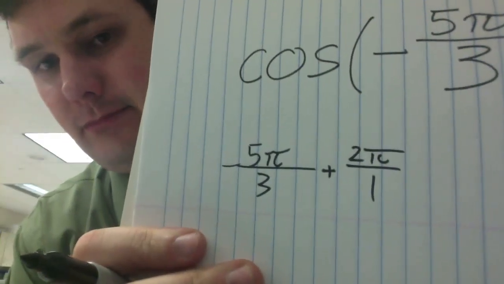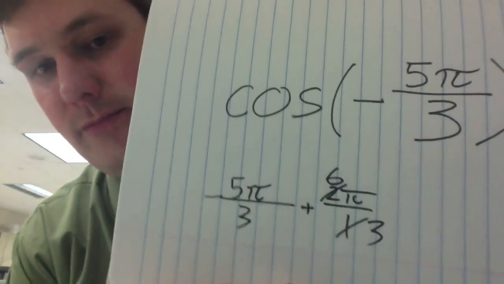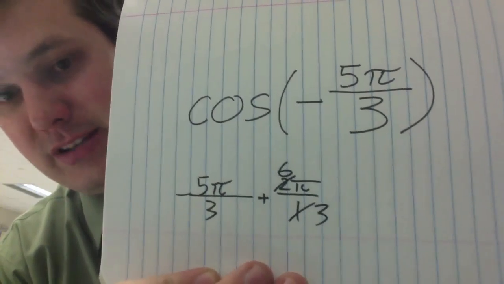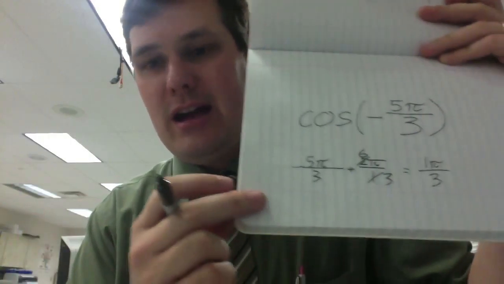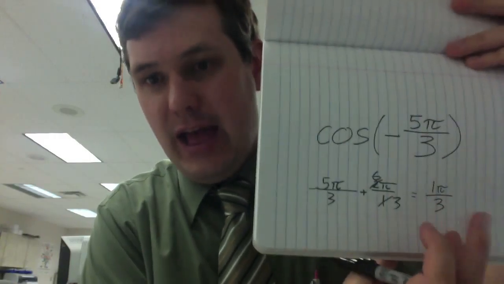Right? Well, you have to add those. You have to have a common denominator. The common denominator is 3. So if we multiply by 3, that gives you 6 pi over 3. And when you have fractions, you just add the tops. So negative 5 plus 6 is 1. So it's 1 pi over 3. So really, if we're looking for the cosine of negative 5 pi over 3, that's going to be the same as the cosine of pi over 3, which is the x value at pi over 3.